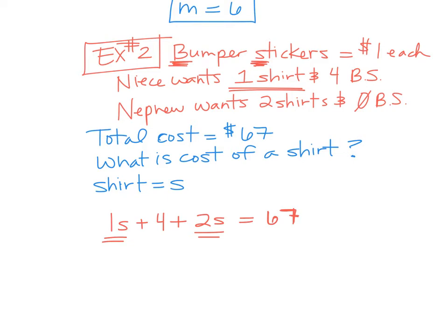So we have 2 s's here. We're going to combine our s's. So 1s plus 2s gets me what? Now you may all help. 3s. Okay, so it's 3s plus 4 equals 67. What's your next? Subtract 4.